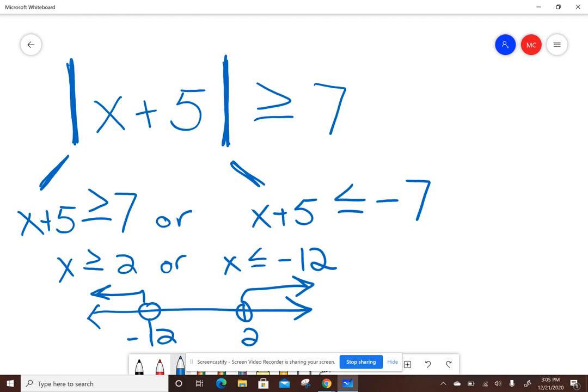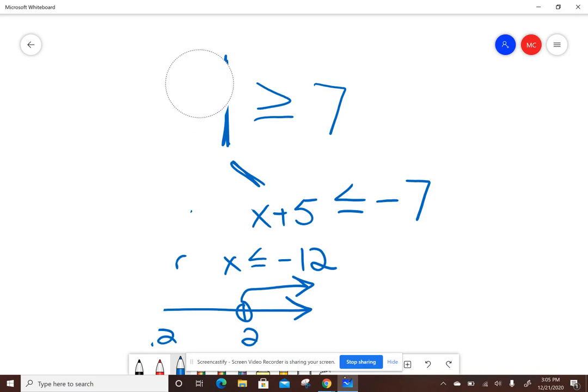Let's just spot check and make sure we're right. So I'm going to pick negative 13. Negative 13 plus 5 is negative 8. The absolute value of negative 8 is 8. 8 is greater than 7. Let's pick 3. 3 plus 5 is 8. 8 is greater than 7. So it appears to work. Okay, so that's your classic greater one.